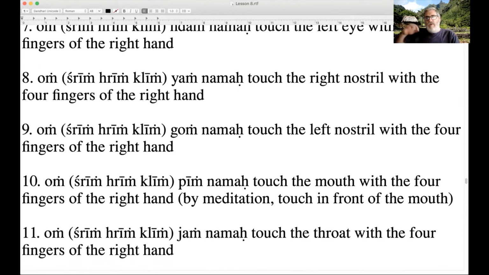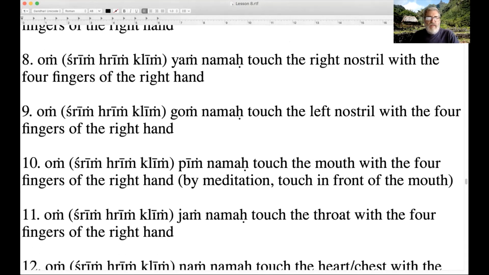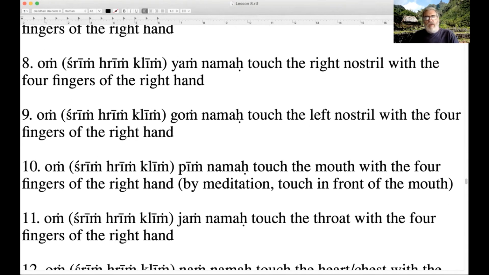The next thing, Om Govindaya. Again, we have Aya. So we have Ya. Right? We have Ya. So it's again going to be Yam with the Anushwara. So Om Yam Namaha. Touch the right nostril with the four fingers of the right hand. And it could also be with the other bija mantras. Om Shrim Hrim Klim Yam Namaha.